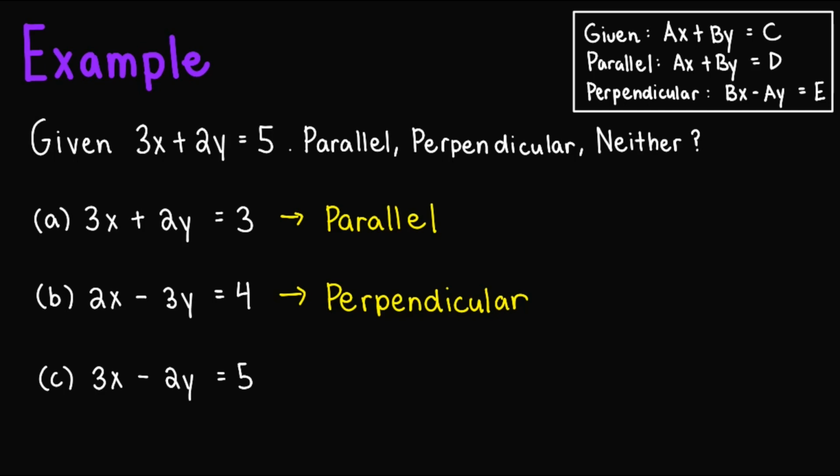Let's have this last item. In here we have 3x minus 2y equals 5. Observe here that the coefficients for x and y remain the same, but there is a sign change. So what does this mean? Is it parallel, perpendicular, or neither?